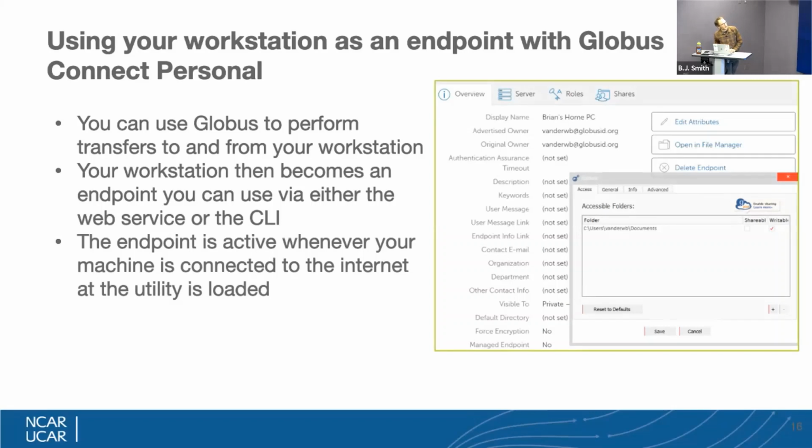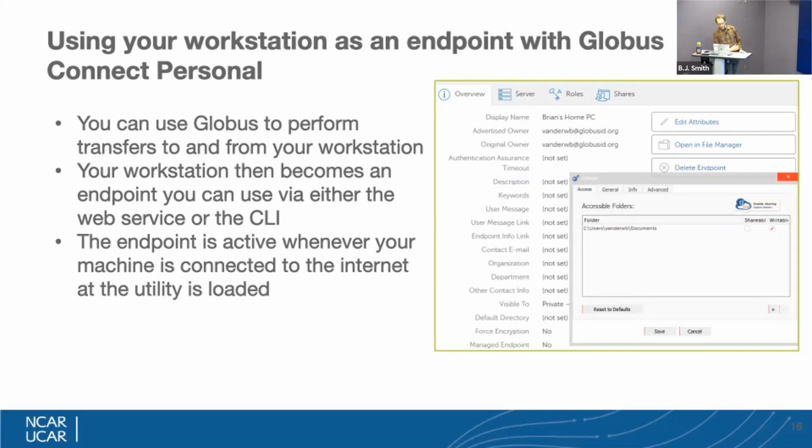Again, it's a little hard to read here, but basically you have that window that's inside there, which is the actual utility. It's very small, but you can set a number of folders or directories on your workstation that you want to be visible to the endpoint. So it's not your entire hard disk, unless you configure it to be. And then you name the endpoint, and then it shows up like any other endpoint in the web interface there.